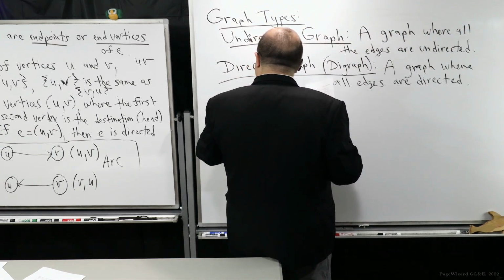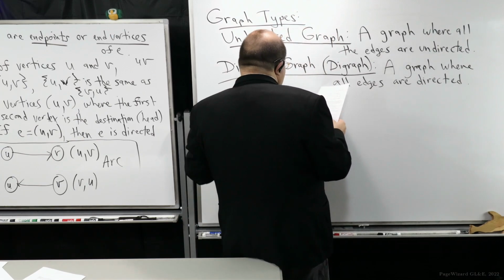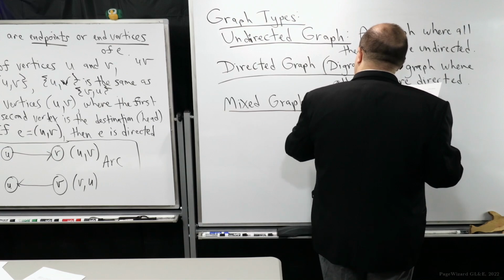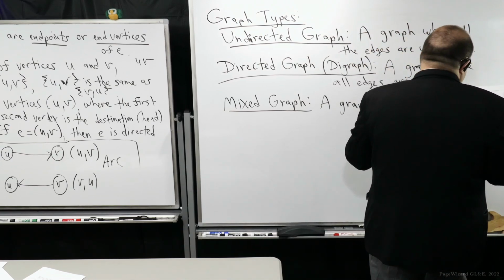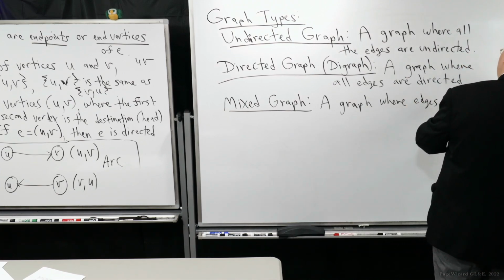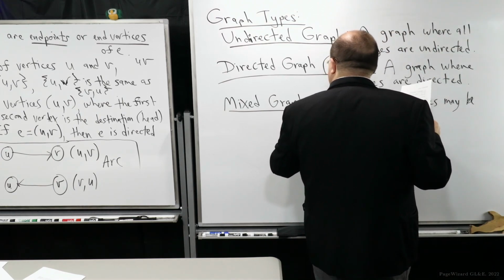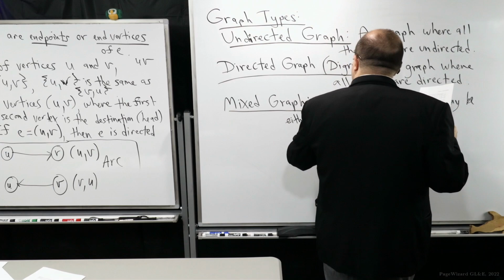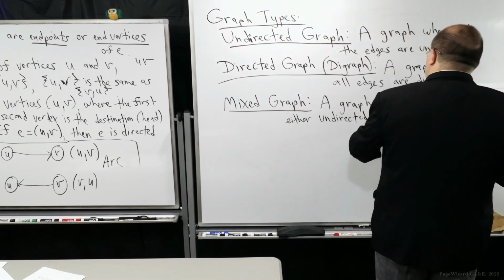Naturally, you can also have a mixed graph. A mixed graph is a graph where edges may be either undirected or directed.